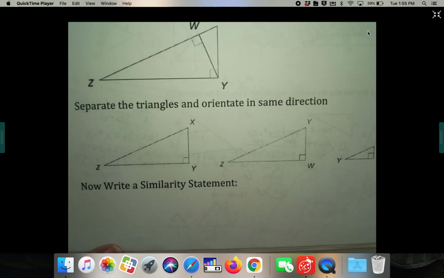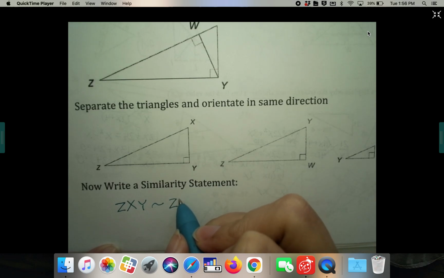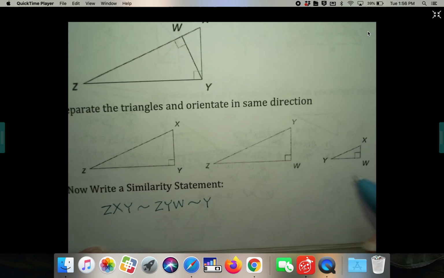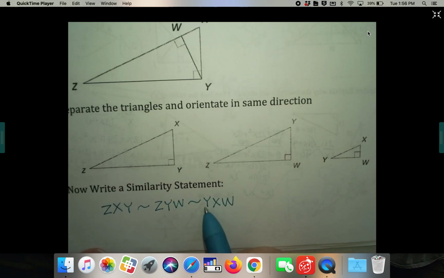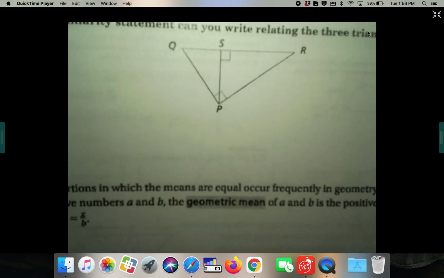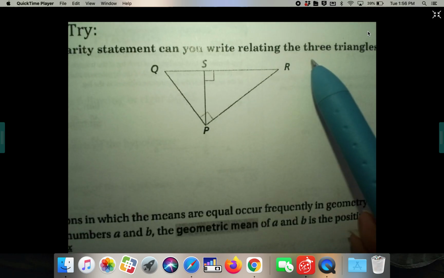And now we can write the similarity statements. It doesn't really matter the order as long as you're consistent. So if I start here on the left and go up, ZXY is similar to ZYW, which is also similar to YXW. I probably should have put the little triangle symbol in front of each one, but that's okay. All right, let's move on and do the student try. So this is a good time for you to push pause and see if you can figure this one out in your head, to write the similarity statement for all three.